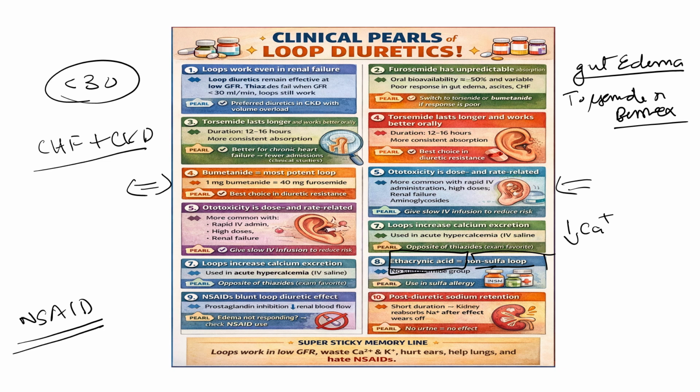So these are the important clinical pearls and important information about loop diuretics.